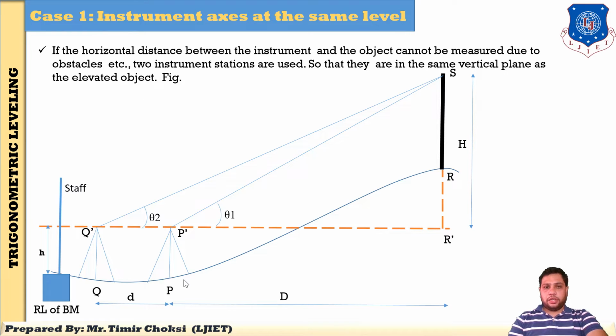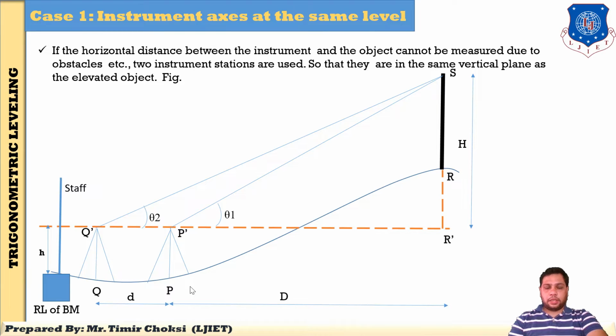So if the horizontal distance between the instrument and the object, here P is the instrument and SR is our object, you cannot directly find capital D using the chain or tape due to some obstruction. So in this condition you have to find the capital D.